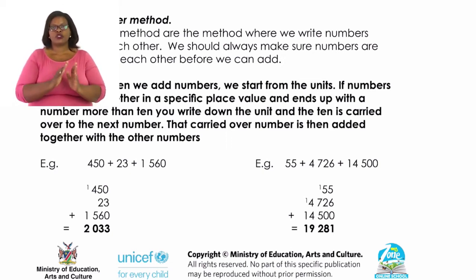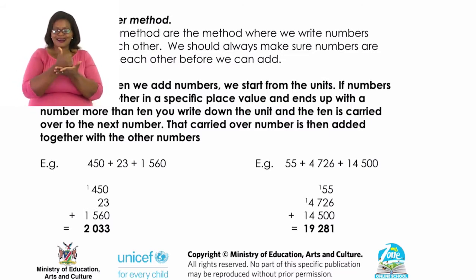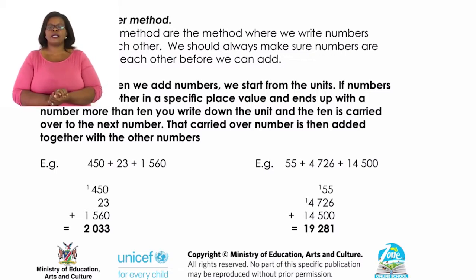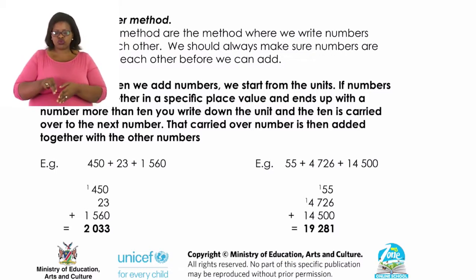55 plus 4,726 plus 14,500. We need to write our numbers neatly underneath each other. 55 plus 4,726 plus 14,500. We make sure our numbers are neatly written underneath each other. Units under units, tens under tens, hundreds under hundreds, thousands under thousands, and 10,000s under 10,000s.